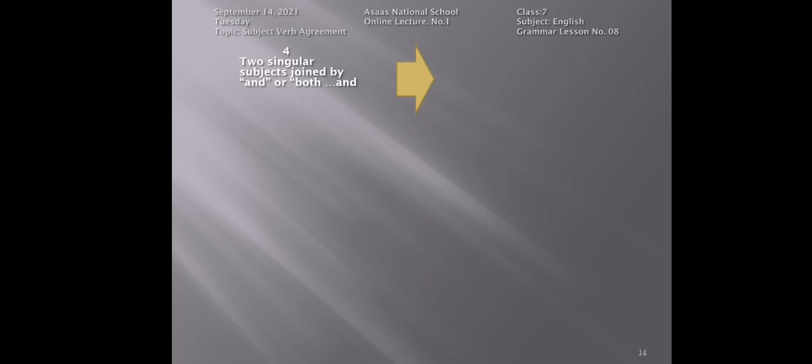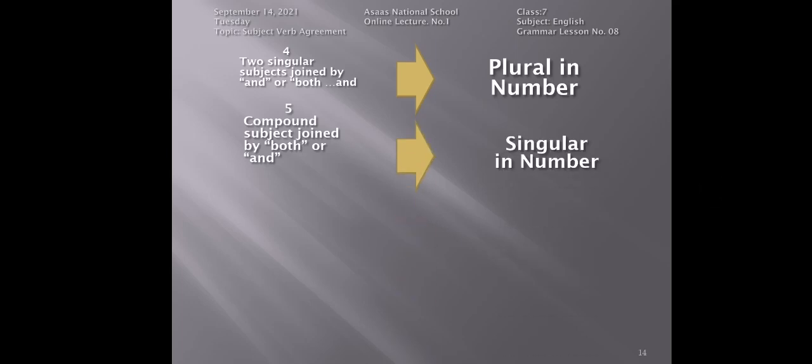Rule number 4. If two subjects are joined by "and" or "both and", in that case, you will consider the subject plural in number. And rule number 5. Sometimes compound subjects are given which are joined by "both or and". In this case, you will be considering the subject single in number.